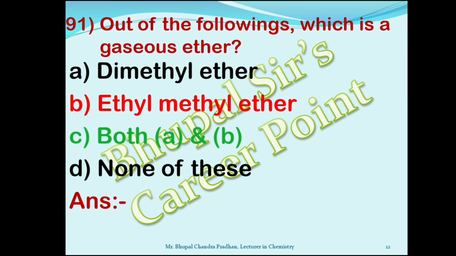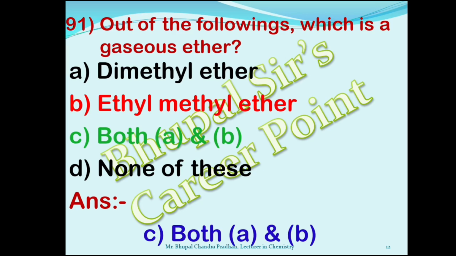Out of the following, which is a gaseous ether? Dimethyl ether is a gas. Ethyl methyl ether is a gas. So, both A and B are gases or gaseous ether. So, the correct answer is option C. That is both A and B. Thanks for the students who have given option C as their answer in their live chat.